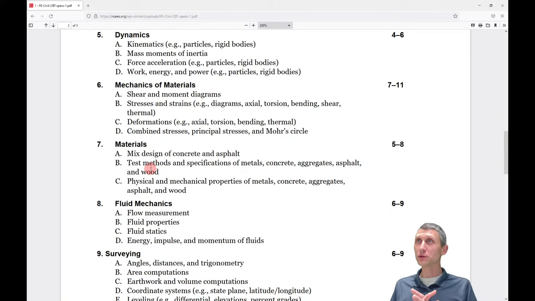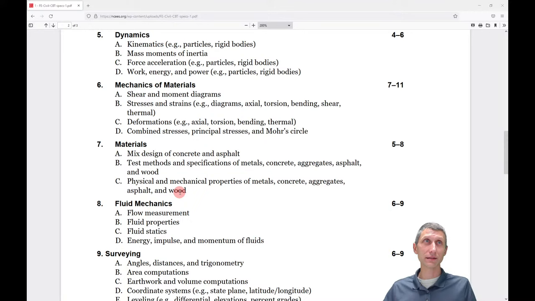I was fortunate with where I went to school, we had an agriculture biological engineering program as well, and they actually had a whole class on wood design. I was able to take it, and we'll talk through some of those pieces. But then again, physical mechanical properties of metals and concrete, you might be more familiar with those in your typical civil program. But when we get to asphalt and wood, it's a little bit less so. So we'll get into some of these.